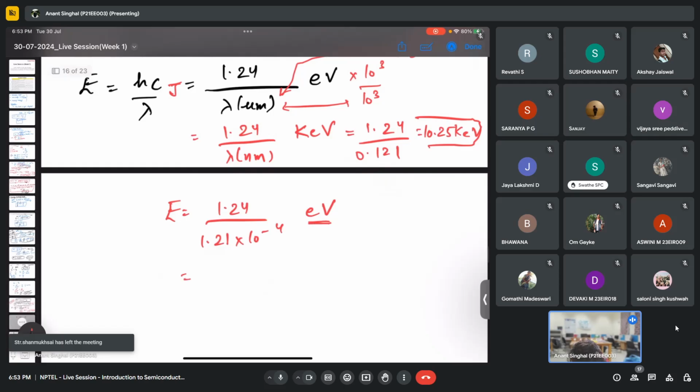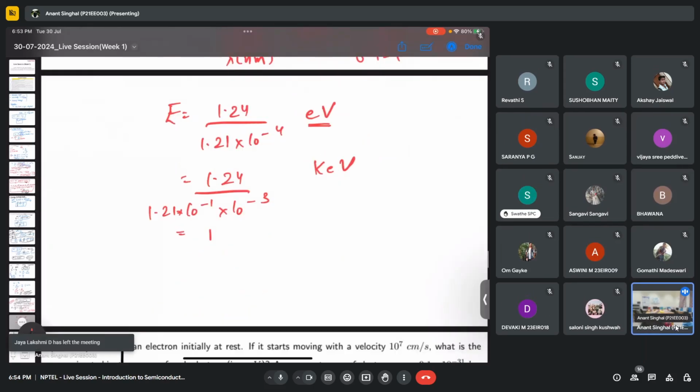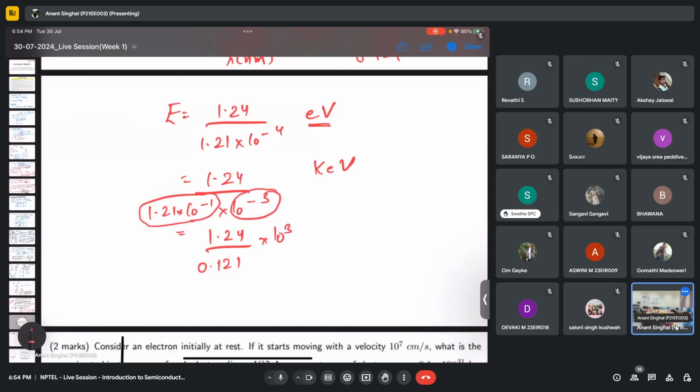But what I want is this in kilo electron volt. So I'll multiply it by 10 to the power 3 to get this. So 1 will be 10 to the power minus 1 and 1 will be 10 to the power, sorry, minus 3. So this will be 1.24. This particular thing will be 0.121 and this thing will go above. That will make it 1.24 divided by 0.121 kilo electron volt. Does it make sense?